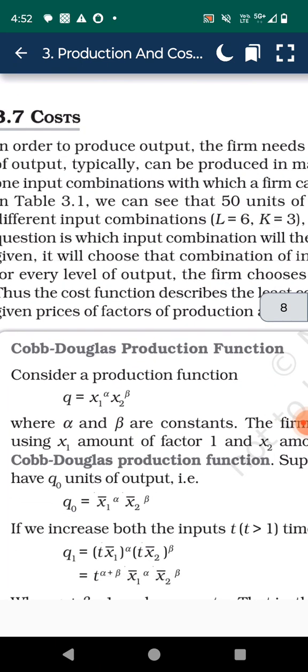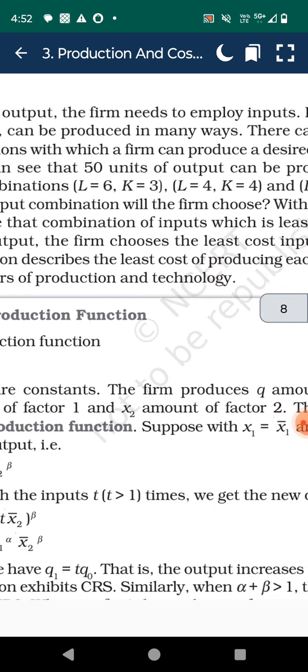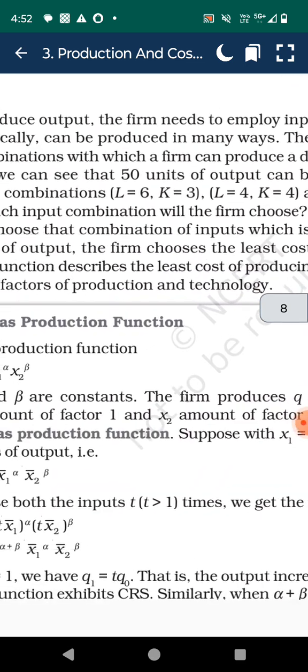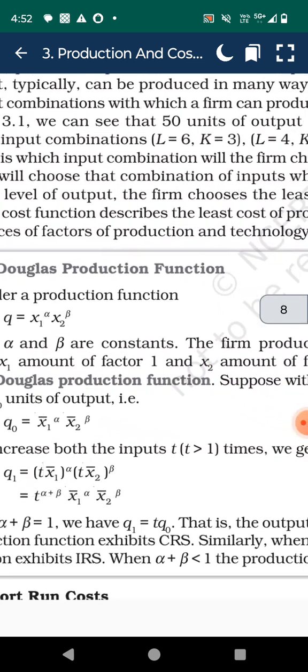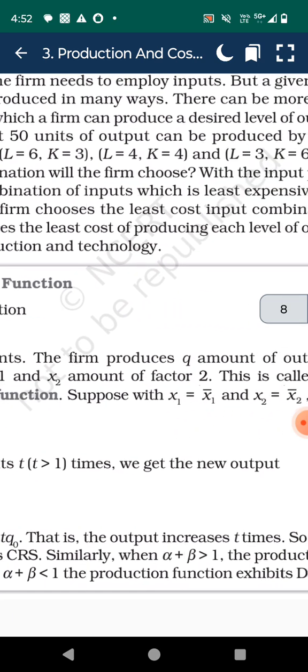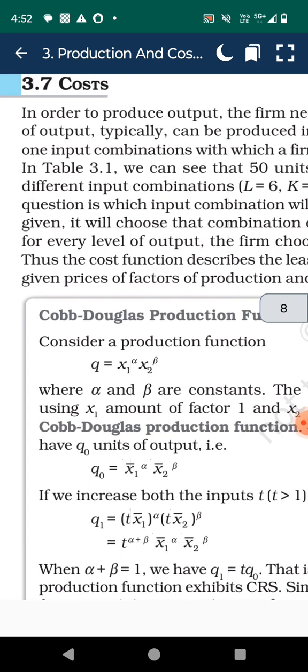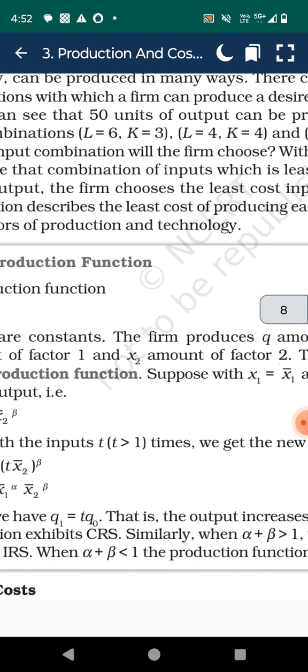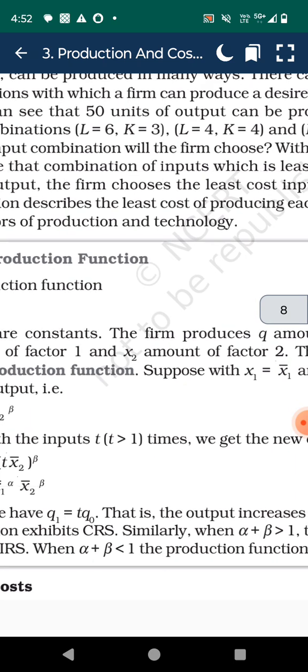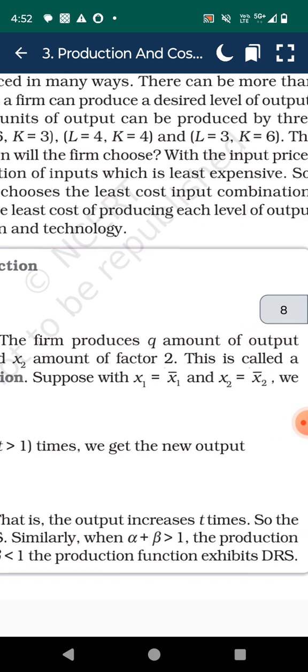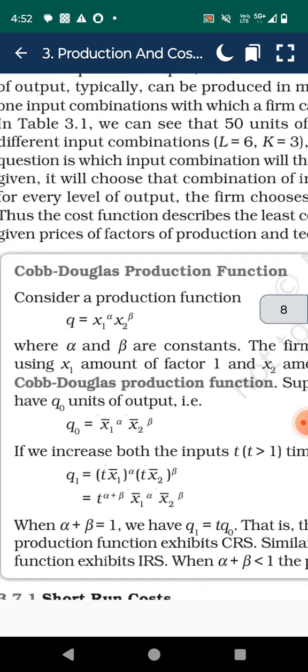Cost. In order to produce output, the firm needs to employ input, but a given level of output typically can be produced in many ways. There can be more than one combination with which a firm can produce the desired level of output.